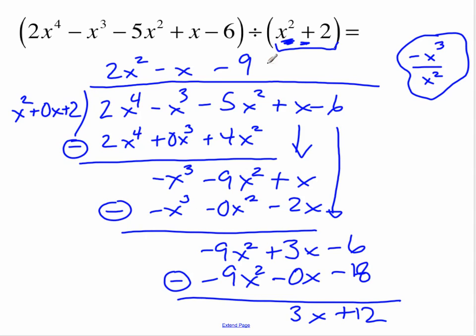So this would be the quotient up here. Here was our original divisor. And down here this would be our remainder. So that's how you could divide by not a linear factor, but a quadratic factor like that. Okay, so you have to remember to put in a 0x, and that's how you do the long division.